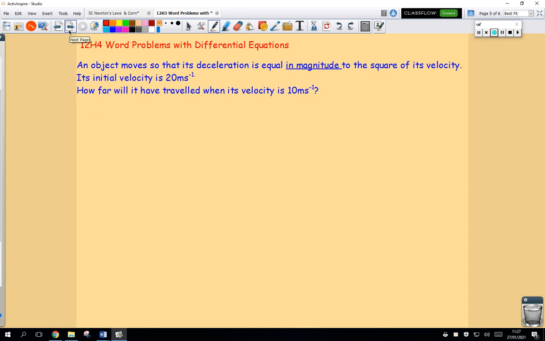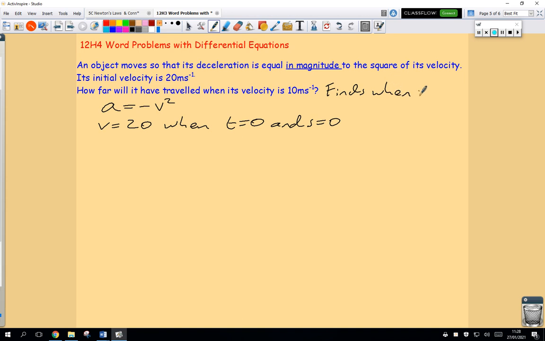An object moves so that its deceleration is equal in magnitude to the square of its velocity. Again, this is an example I've gone through before. So we were able to say that a is equal to negative v squared. We were also able to say that v was equal to 20 when t was equal to 0 and s is equal to 0. The question is, how far will it have traveled when its velocity is 10? Find s when v is equal to 10.